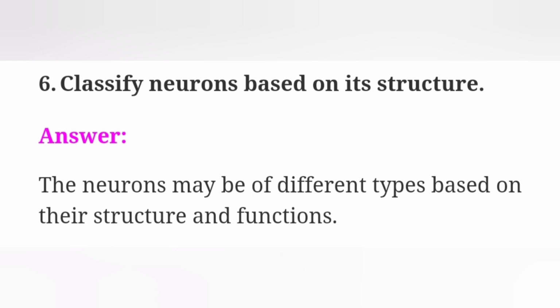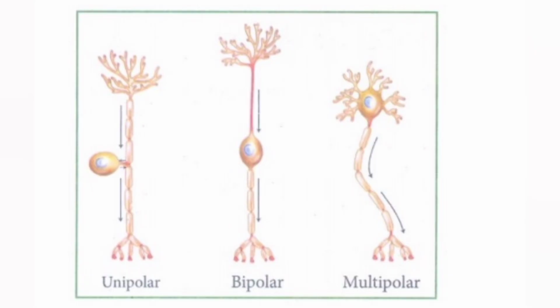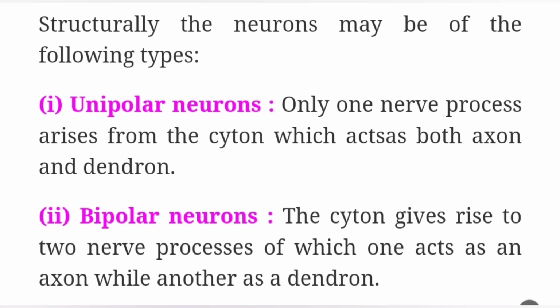Sixth question, classify neurons based on its structure. The answer, the neurons may be of different types based on their structure and functions. Draw the diagram: unipolar, bipolar, multipolar. Structurally, the neurons may be of the following types.